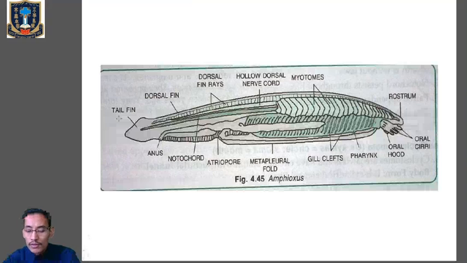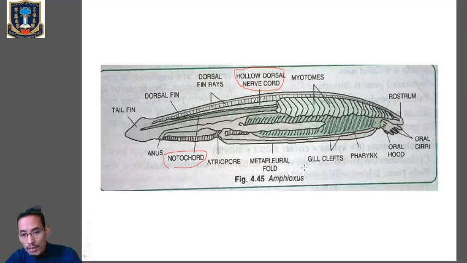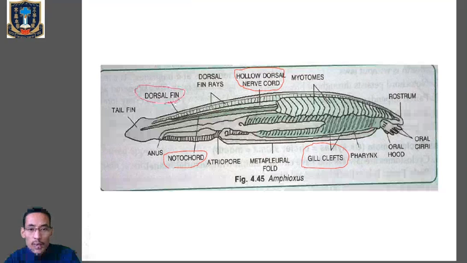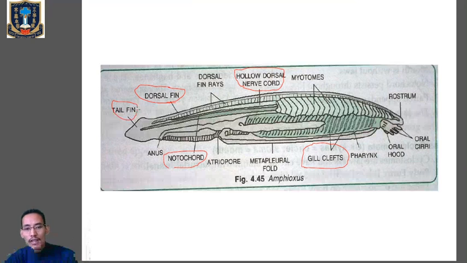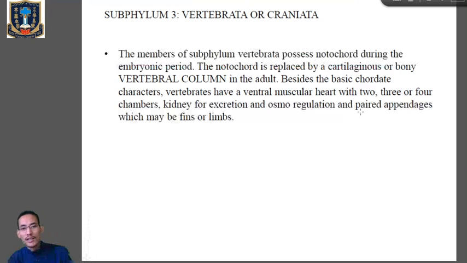So when we look into the structure of Amphioxus or Branchiostoma, we will see the presence of the hollow dorsal tubular nerve cord. We'll see the presence of notochord. We'll even see the presence of pharyngeal gill clefts. Then we mentioned that the tail is present and the dorsal and anal fins are also present. So we can see the presence of the dorsal fin and the anal fin or the tail fin in case of Amphioxus. Clear? Okay. Now let's go to the next subphylum, which is subphylum Vertebrata, also called the subphylum Craniata.